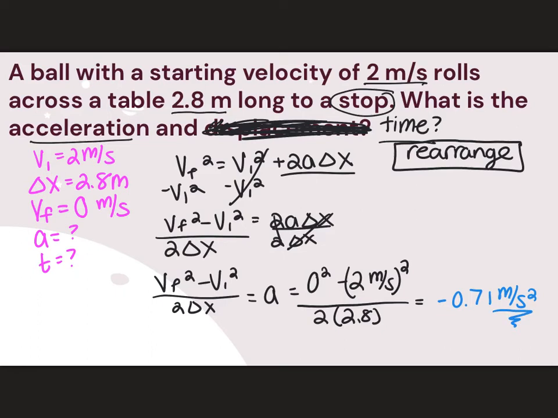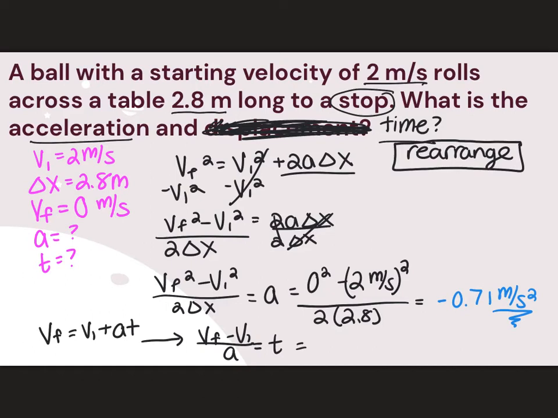The second part of this problem is to solve for time. Now at this point, I could really use any equation I want to, but I am lazy, so I'm going to use the easiest equation, which is the first one. So VF equals VI plus AT. I'm going to solve for T. Take a moment to rearrange yourself. I'm going to get VF minus VI over A equals T.